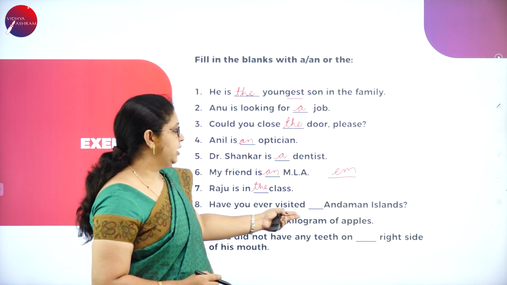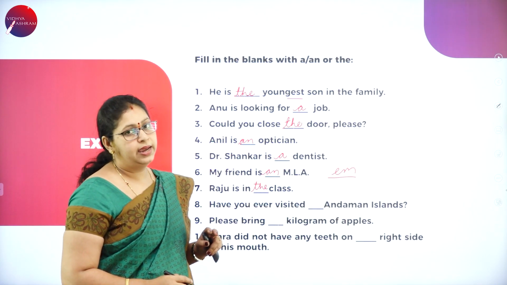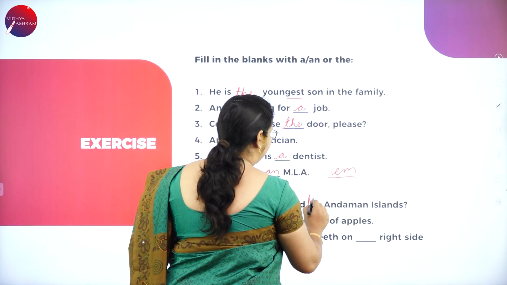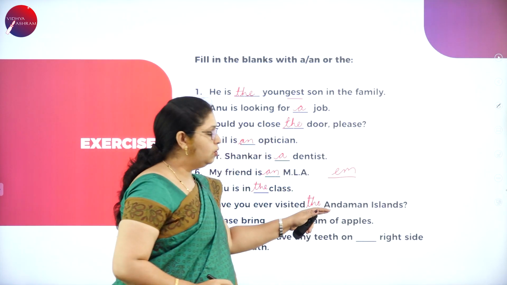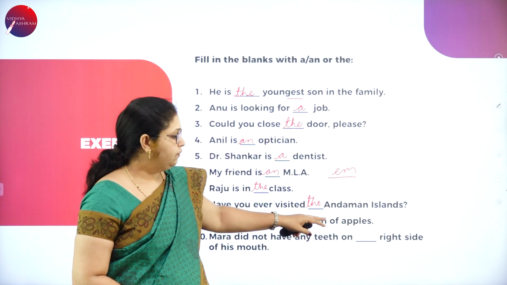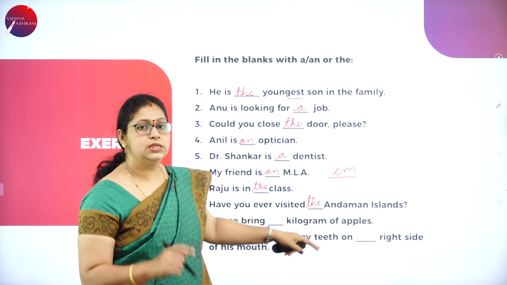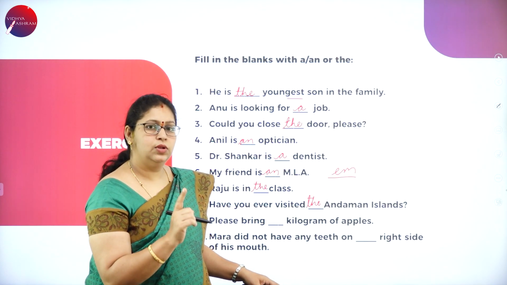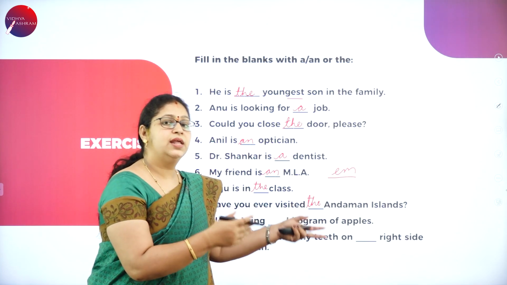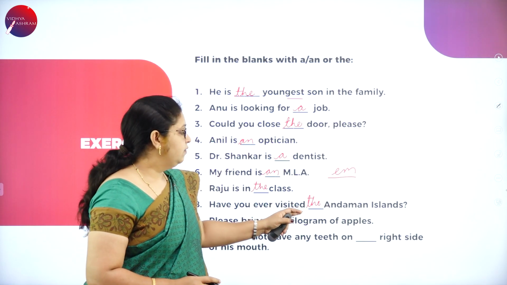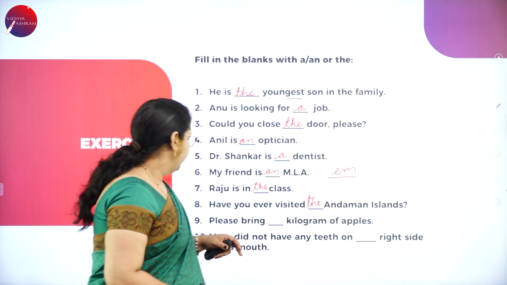Have you ever visited the Andaman Islands? Very particular. So, the Andaman Islands. Though Andaman has the sound of a vowel, we are using "the" because it is the only one. Andaman Islands is the only one. We don't have any other island with the name Andaman. So, when we are very particular, we use the definite article.